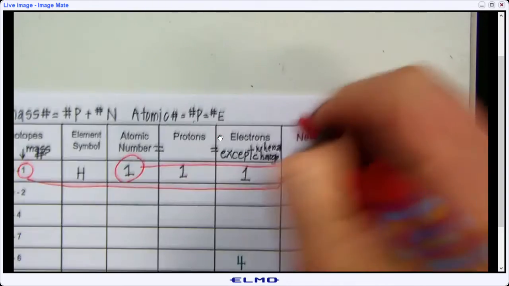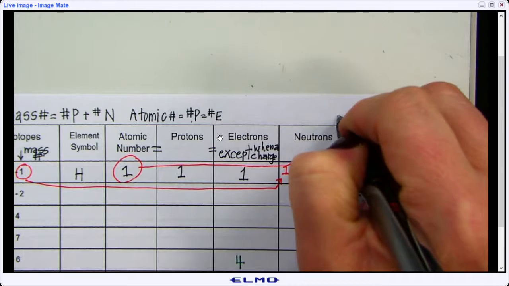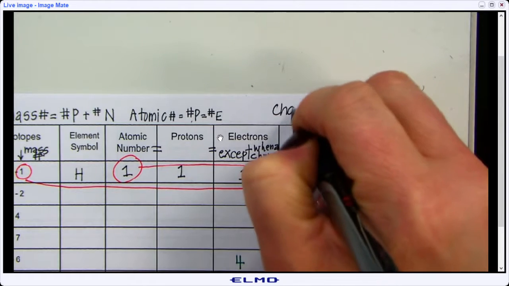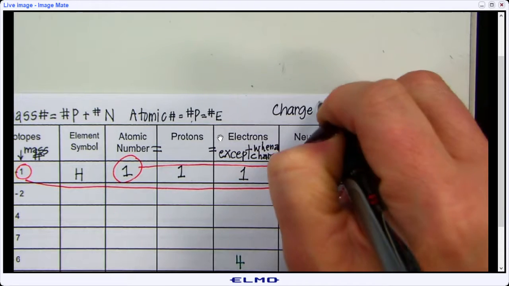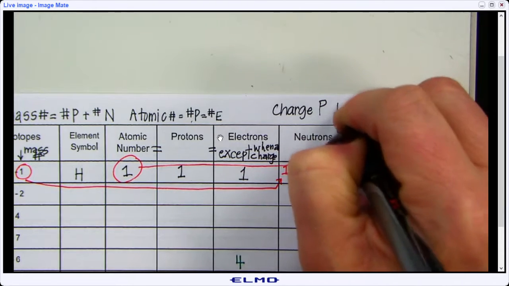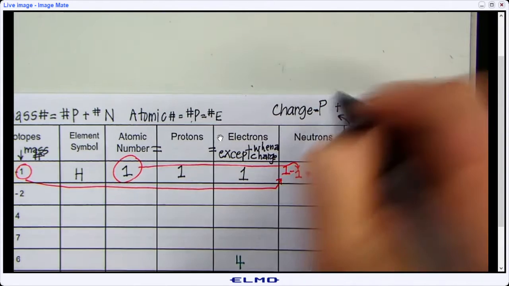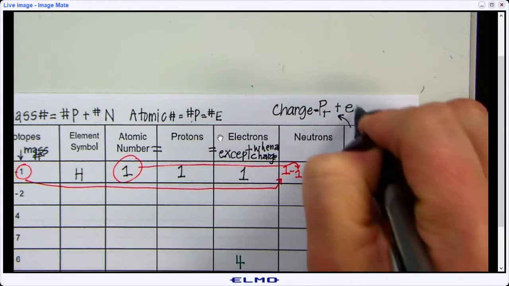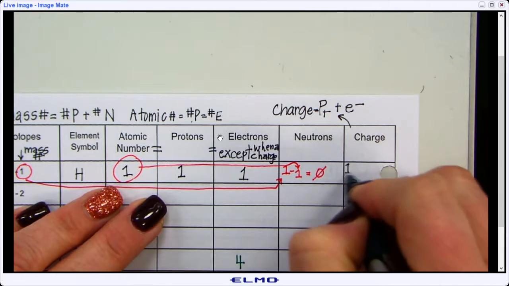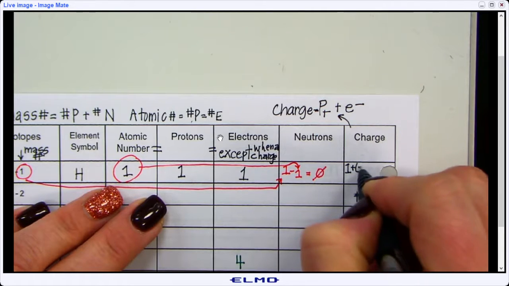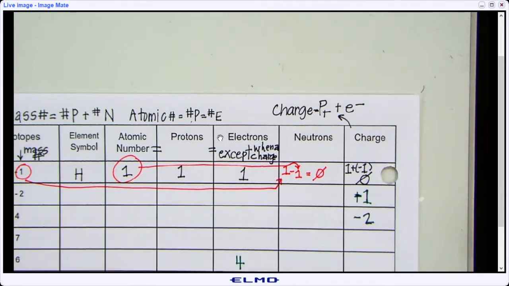Now to figure out the charge, charge is equal to protons plus electrons. And protons are plus, electrons are negative. So in this case, we have 1 positive plus 1 negative, which gives us an overall charge of 0.